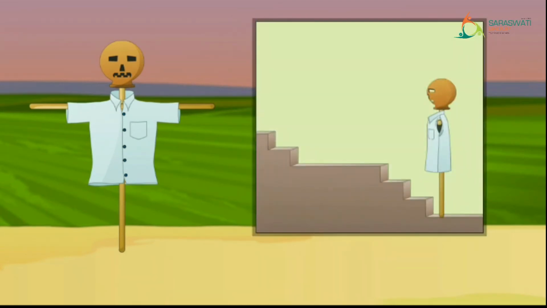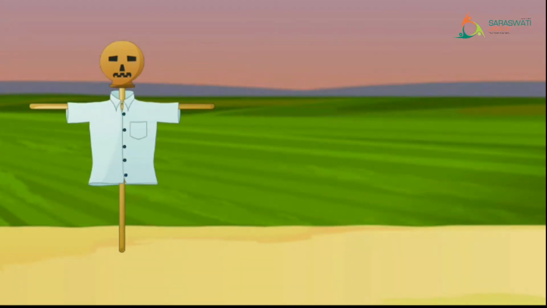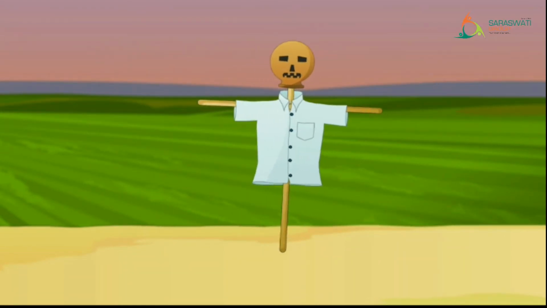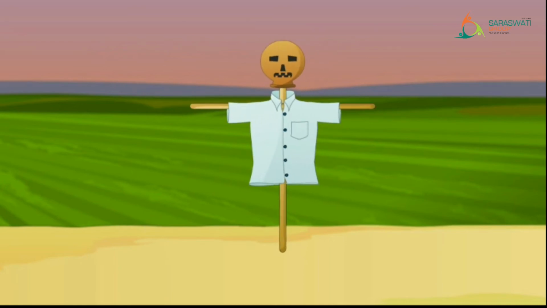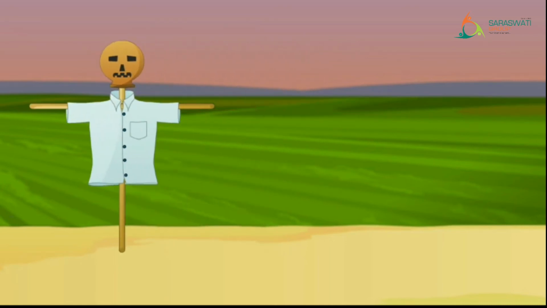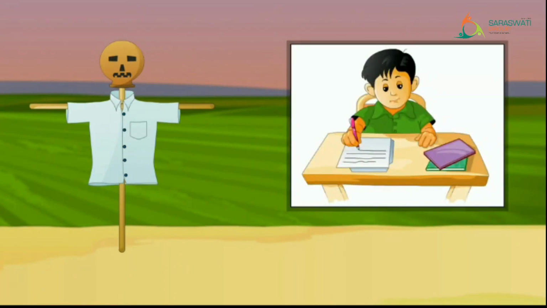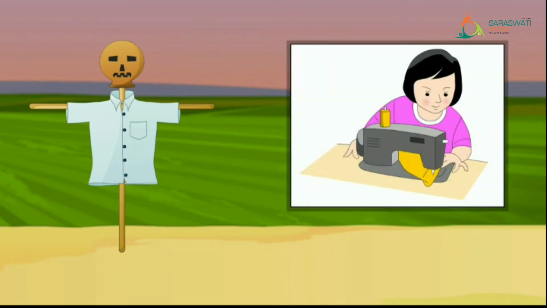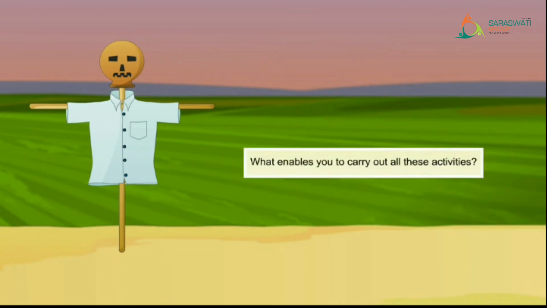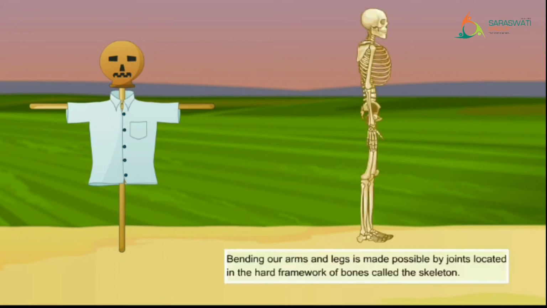Do you think Pogo can climb stairs? Maybe by hopping from one step to another. But he will not be able to dance. He cannot do myriad things that we do, such as write, draw, paint, and stitch. What enables you to carry out all these activities? Bending our arms and legs is made possible by joints located in the hard framework of bones called the skeleton.